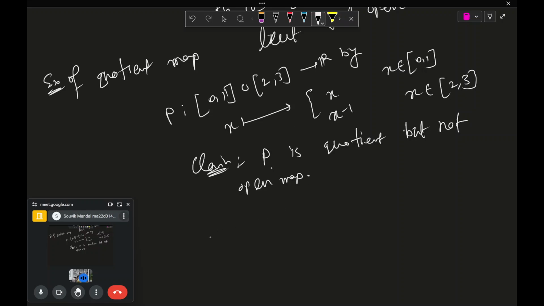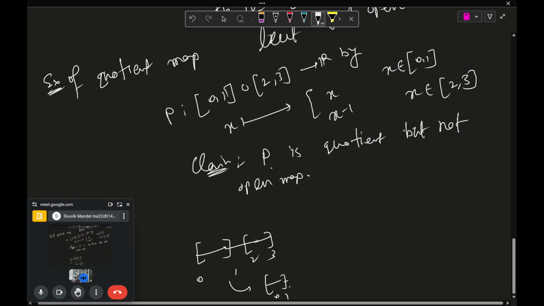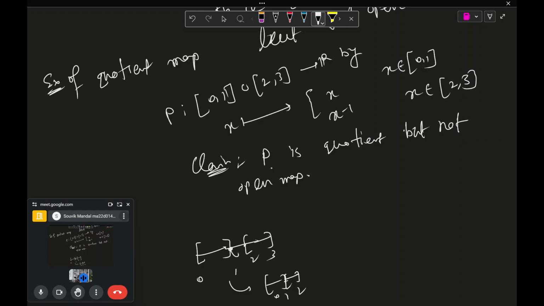So firstly, what is the question? Look, with the domain of P, first just one important observation of what this map is doing. So this is [0, 1] and this is [2, 3]. This map sends [0, 1] to [0, 1] and sends [2, 3] to [1, 2]. So basically this map is identifying this point 1 and this point 2. Okay. So anyway, what is the question now?